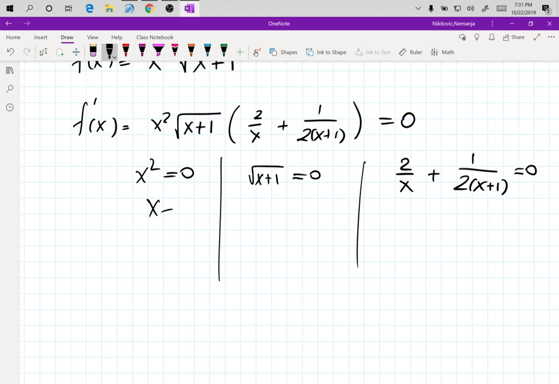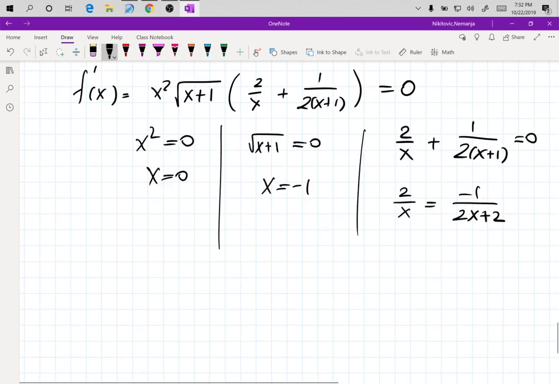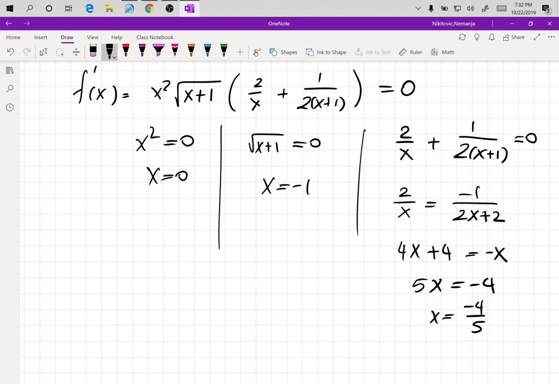The first one is x equal to 0. Easy peasy, right? The second one is x equals negative 1. Easy peasy, right? And now the third one is easy peasy too, because you set this as 2 over x equal to negative 1 over 2x plus 2. And now you cross multiply into 4x plus 4 equal to negative x. Move x to the other side, you get 5x equals negative 4, and x equals negative 4/5.